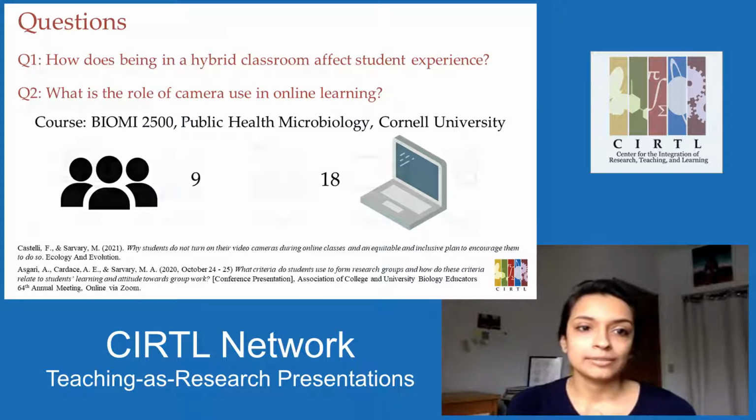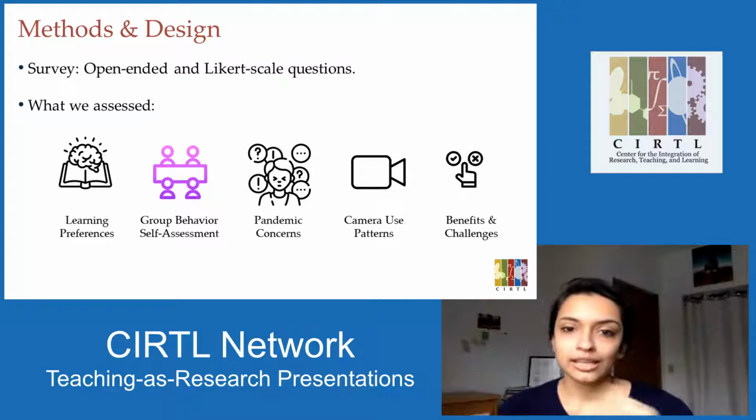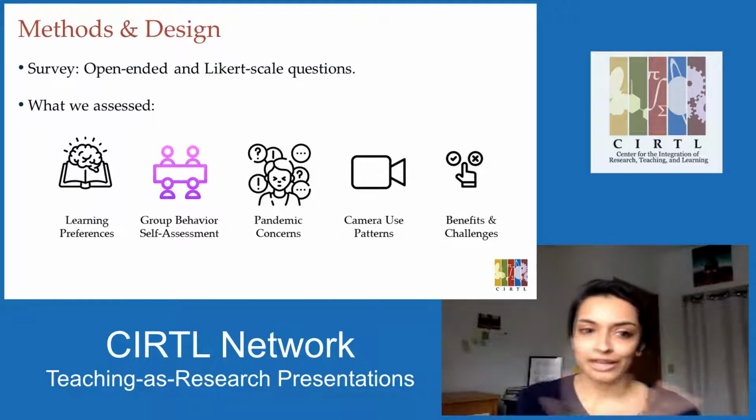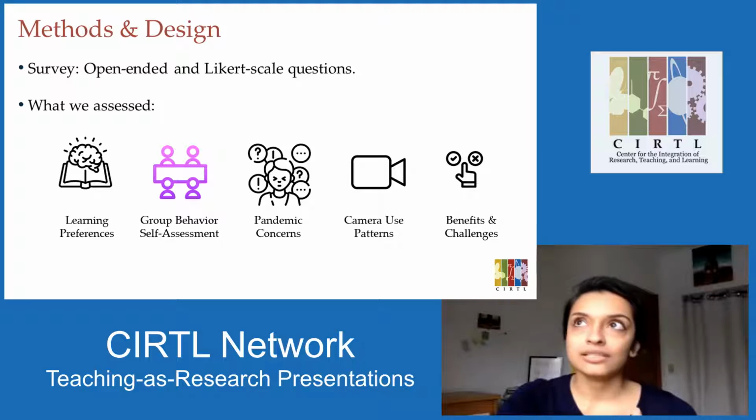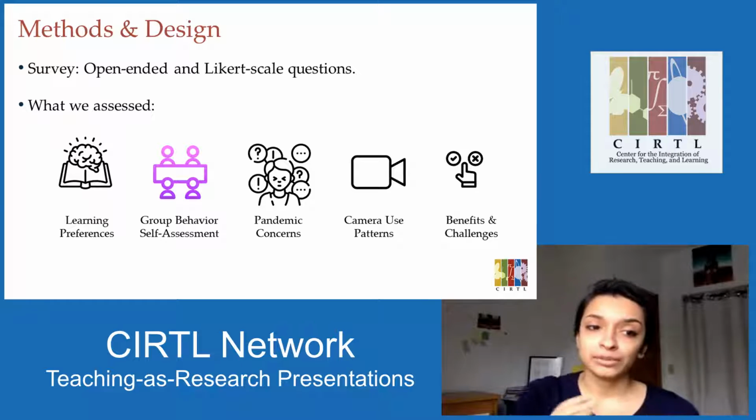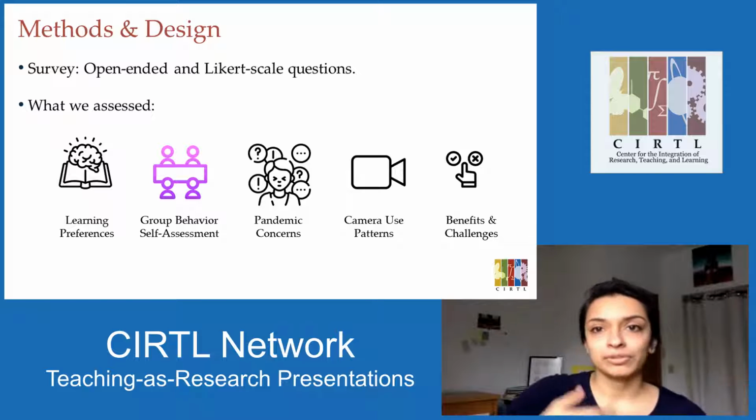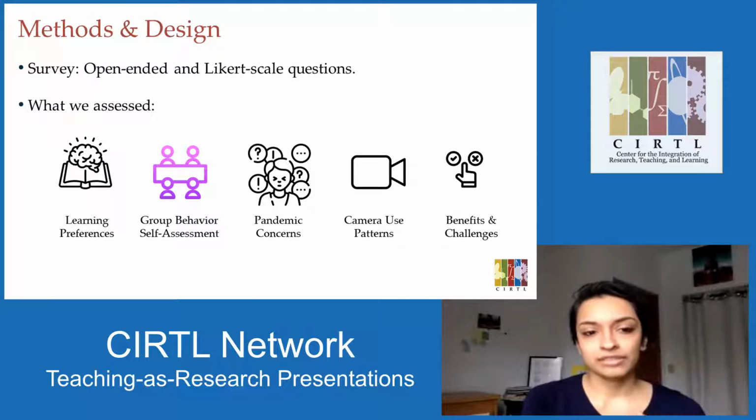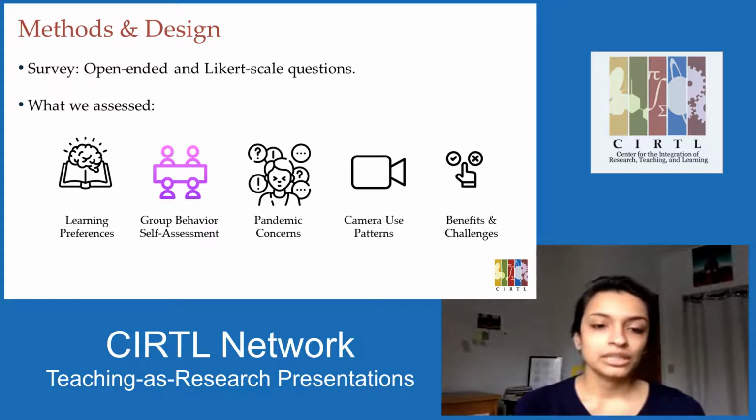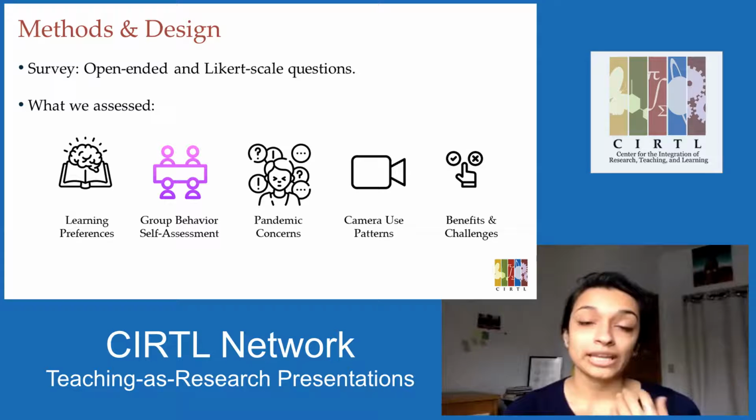And so the little icons here kind of show you the 5 areas, the assessment areas that the survey focused on. The first was learning preferences, and this is us trying to understand how students' learning preferences work. Are they social learners? Do they prefer to work independently? How does that affect their participation in the classroom? Then we talked about group behavior self-assessment, which is when we ask students to rate their own contributions to groups.